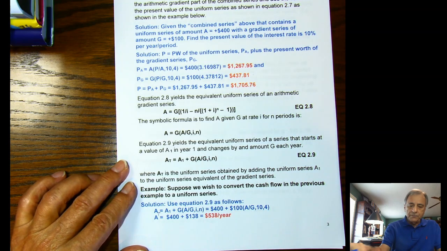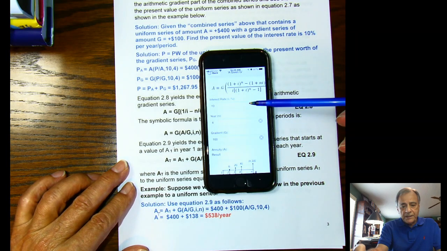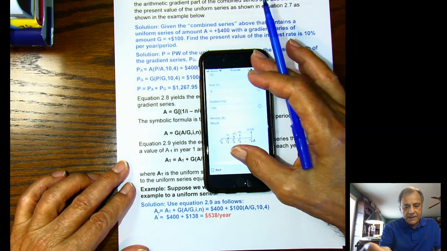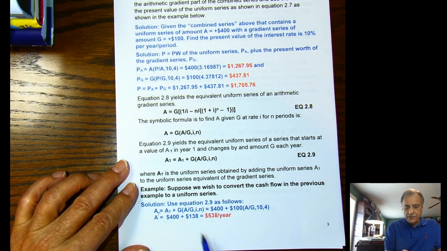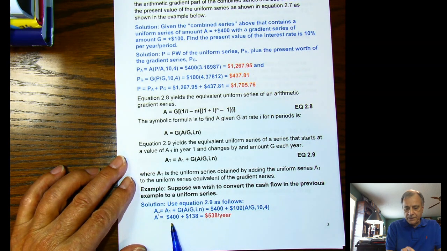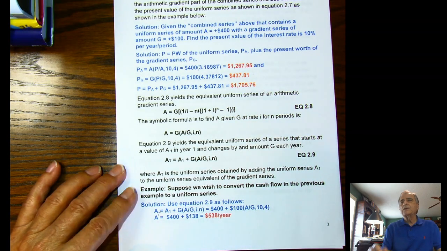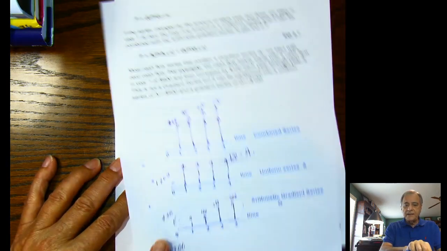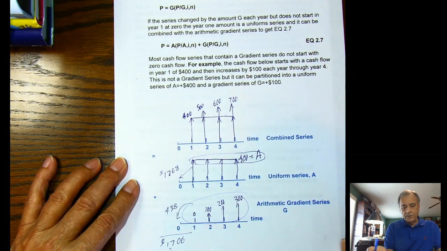And then if I plug that into my calculator here, the i is still 10%, the n is still 4, and the gradient is $100, and I press calculate, and it returns $138.11, and so I just have 138 plus 400, which is $538. So with this example, I've shown how to convert a combined series, one that has an embedded arithmetic gradient, and it also has an embedded uniform series.